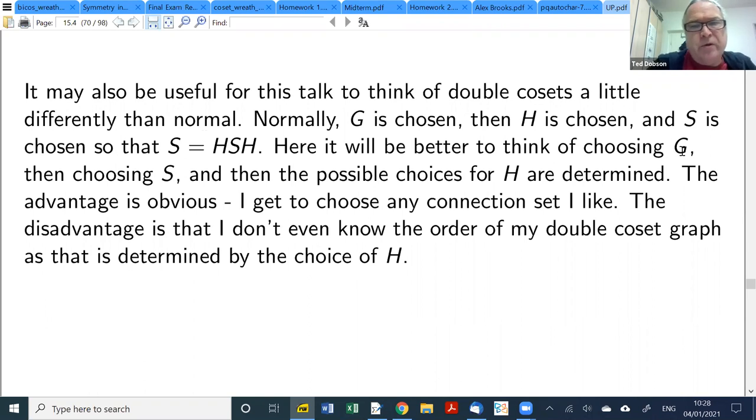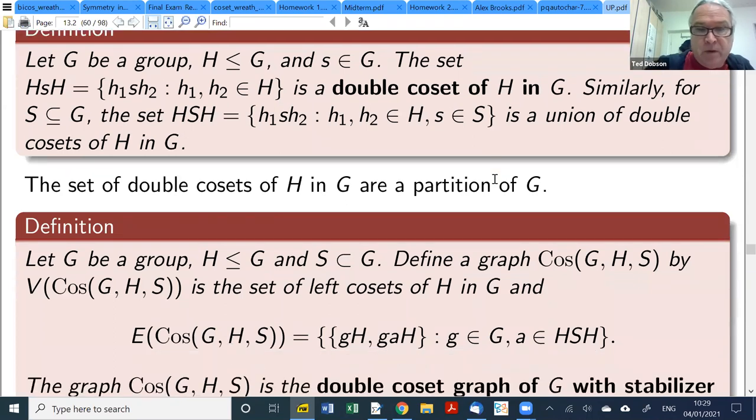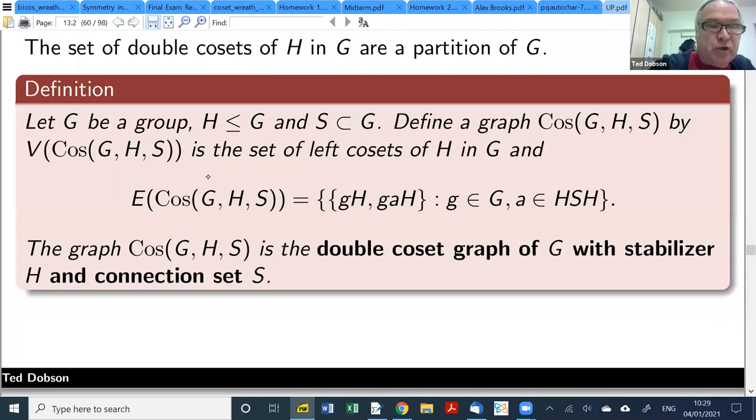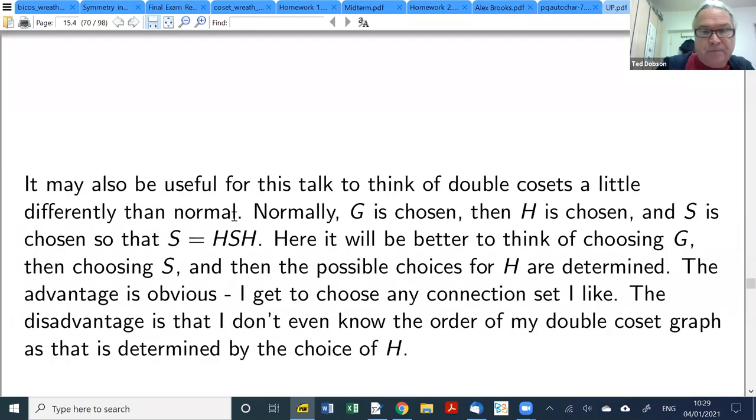Here, it's going to be better to think of choosing G as you would, then choosing S to be whatever you want. And then your choice of S will determine the possible choices for H. So I like to think of my double coset graphs, at least for this talk, let me get the definition here, I'm going to choose my G first, then my S, and that will determine the H. So the notation's even set up to make you think, okay, choose G, then choose H, then S. I'm going to think of going the other way.